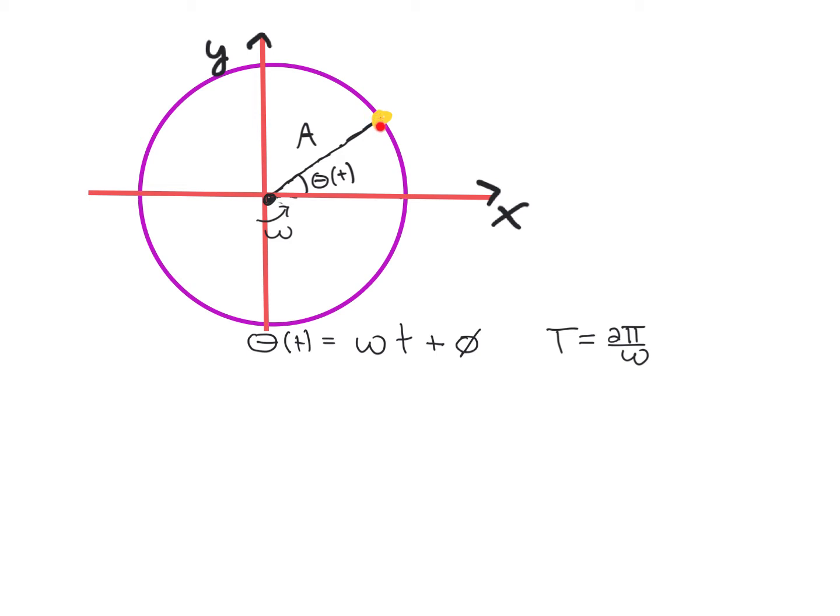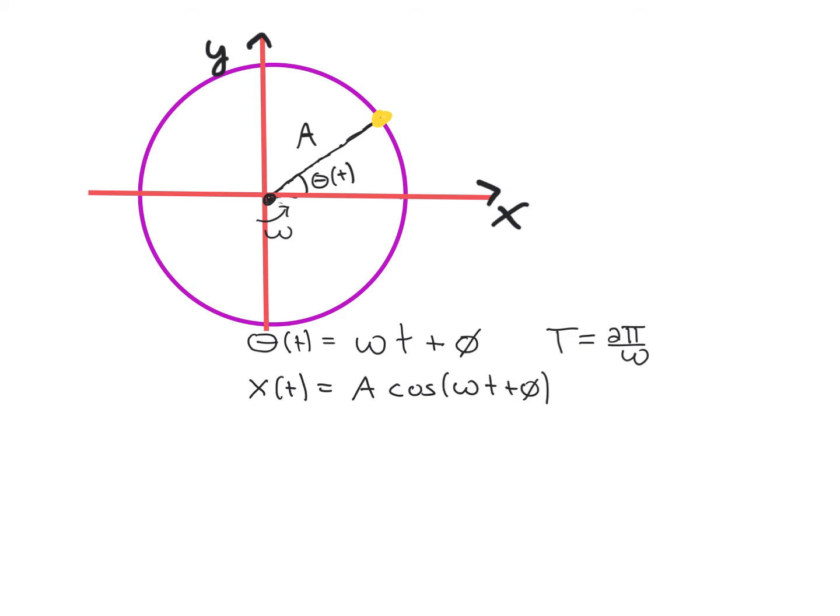But now let's focus on the x and y coordinates of this yellow dot and how they vary as a function of time. So, for example, to get the x component of the yellow dot, I just need to project onto the x-axis. So the x component at any time t is just given by the length of the radius of the circle A times the cosine of this angle theta. In other words, we can write that the x-coordinate of the yellow dot as a function of time is just equal to A times cosine of omega t plus phi.